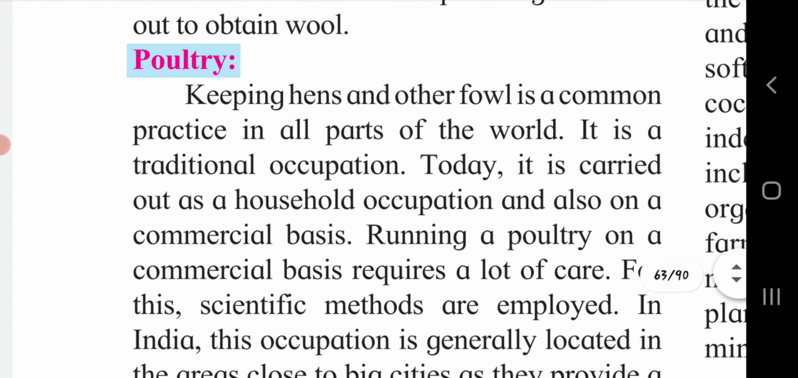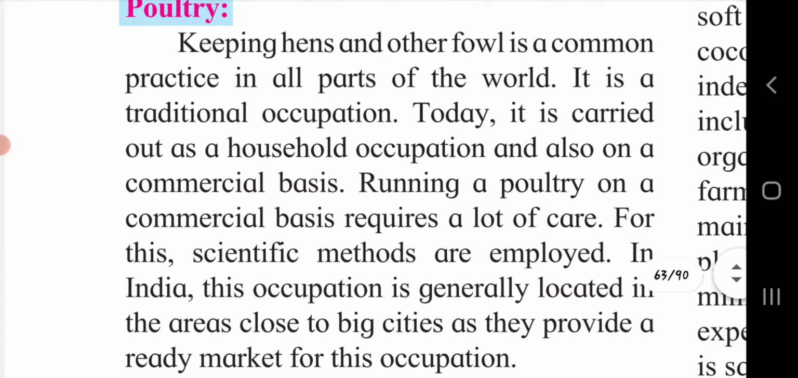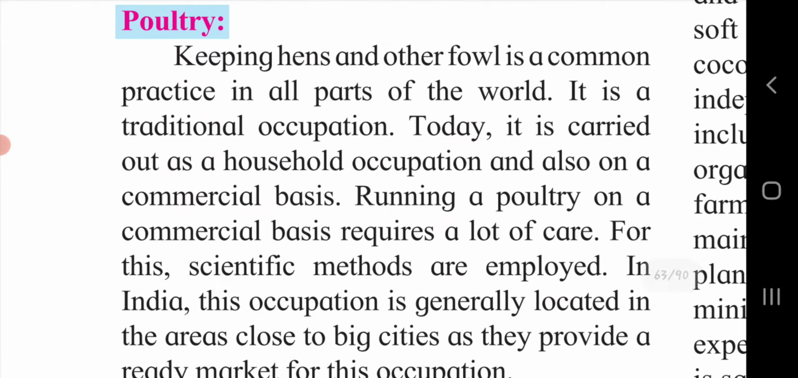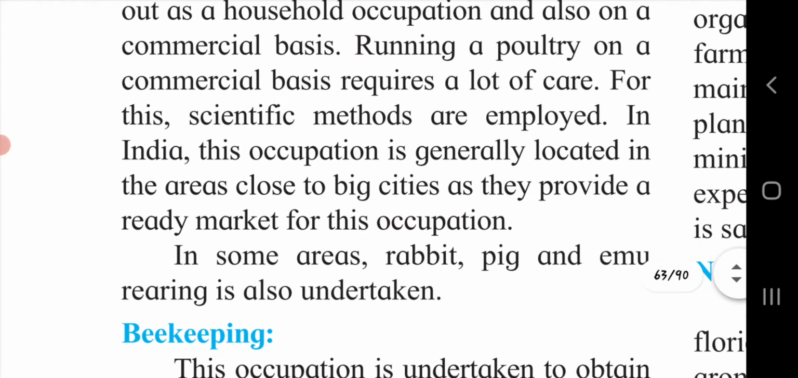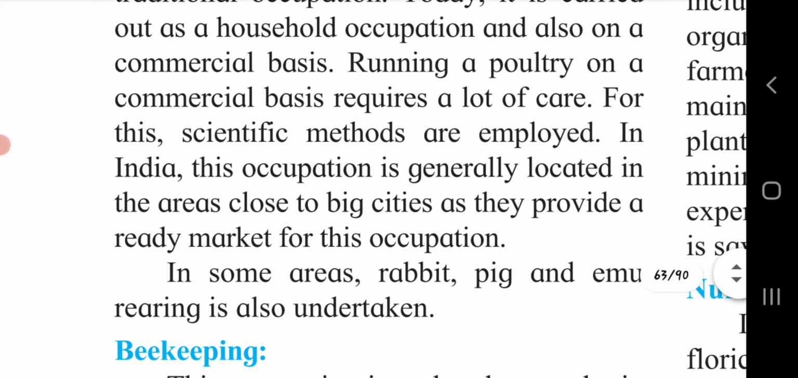Next point is poultry. Commercial rearing of hens and fowls is carried out in areas close to big cities for eggs and meat. By employing scientific methods in some areas, pig, rabbit and emu rearing is also undertaken. That all will come under poultry farming.